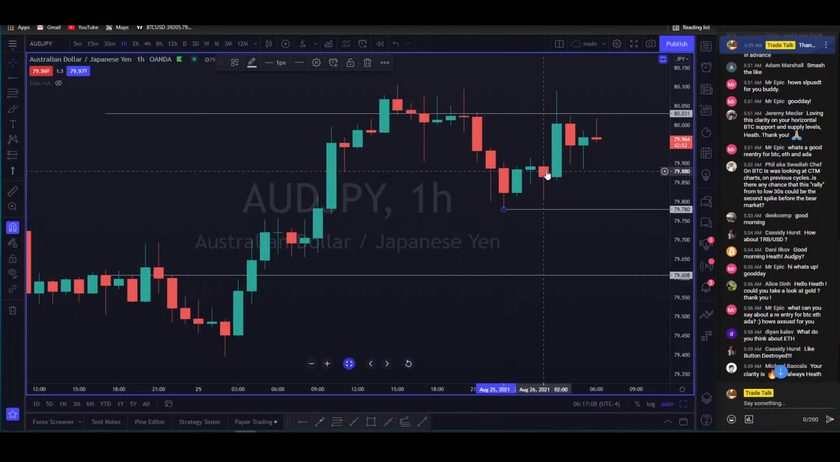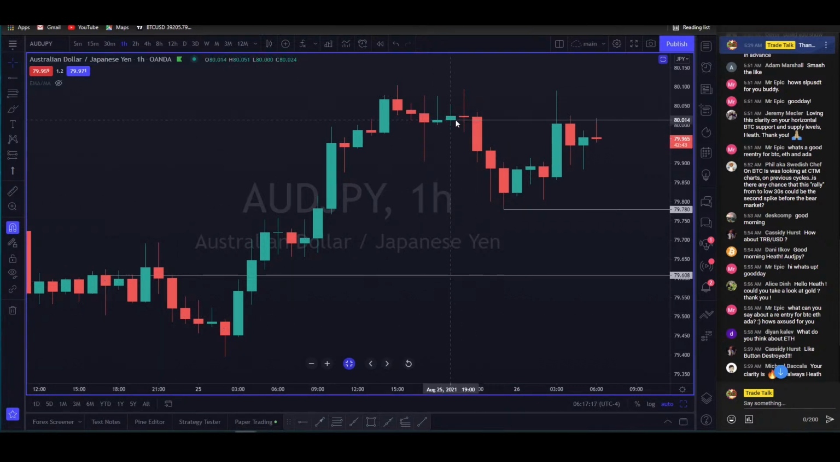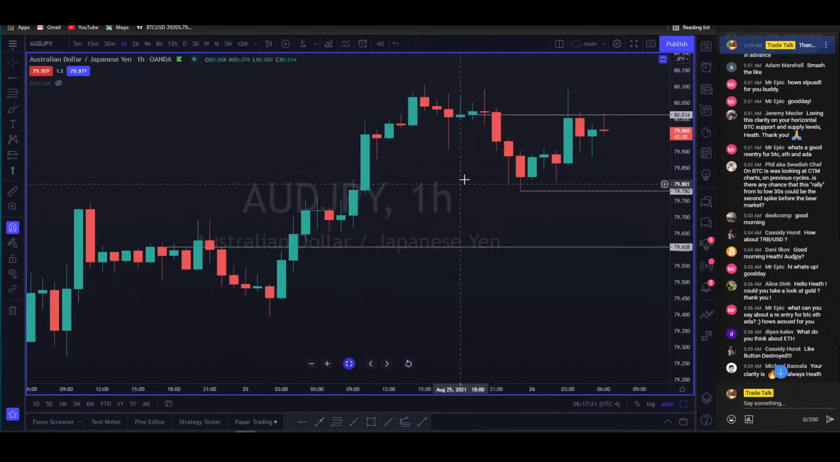79.8 is what caught price as support, and then you had this bullish run up into an hourly level. So any hourly closes above, let's just use this one, any hourly closes above 80.14, that's going to look bullish. Now that is a big fig, 80 even.